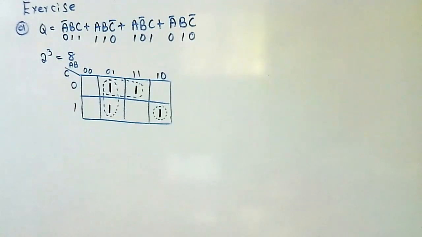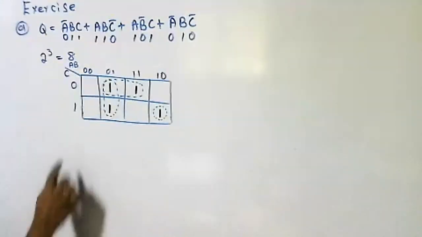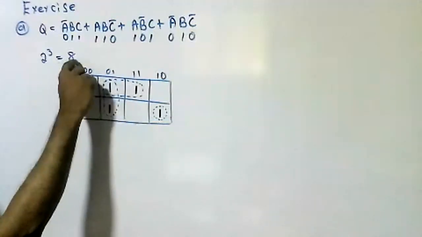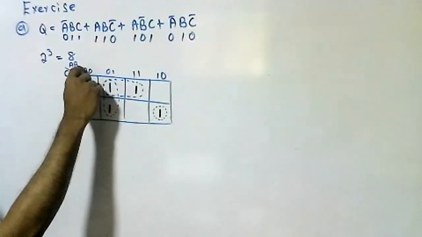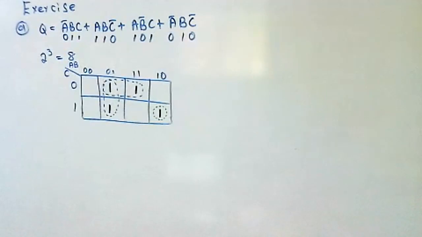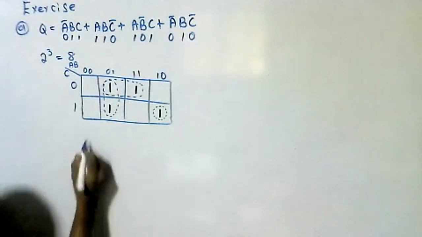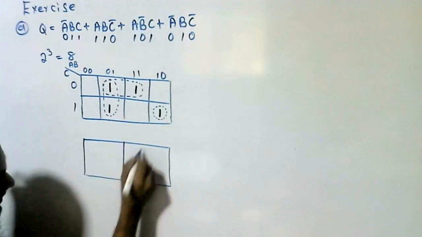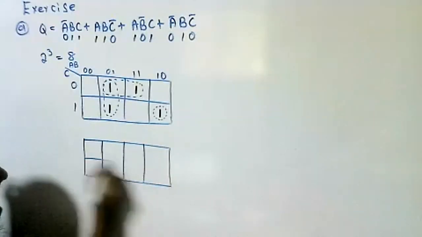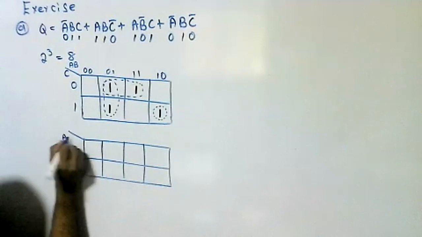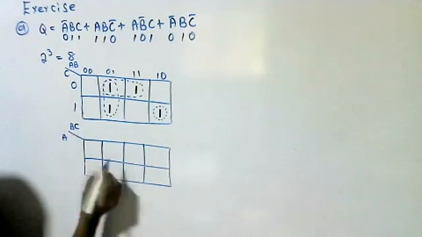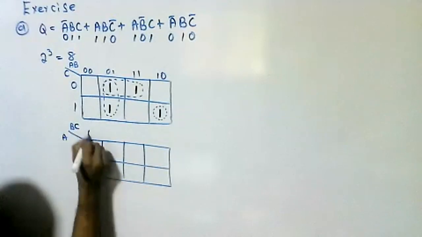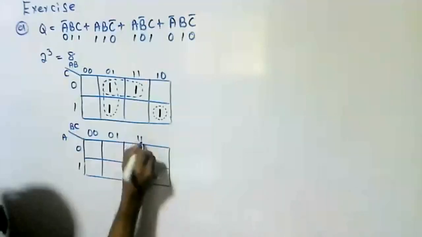Yes, sir, correct. But I've done it the other way. Here A, I have put upward, BC. All right, it's okay. It is also correct. I'll draw it like this. A, B, C. No issue. It is also correct. 0, 1, 0, 0, 0, 1, 1, 1.